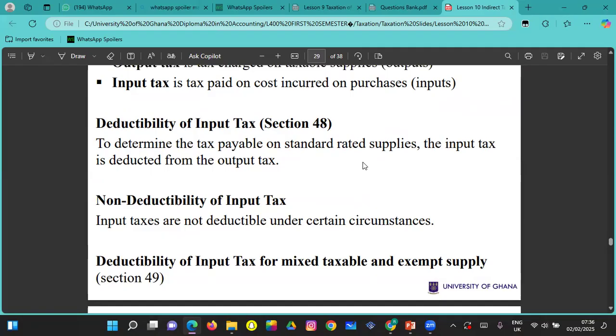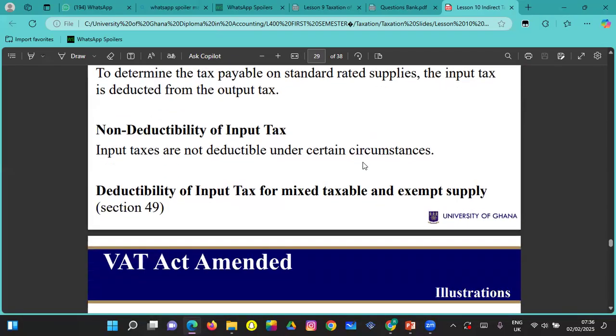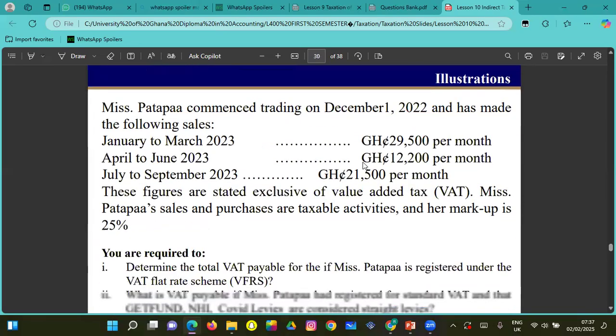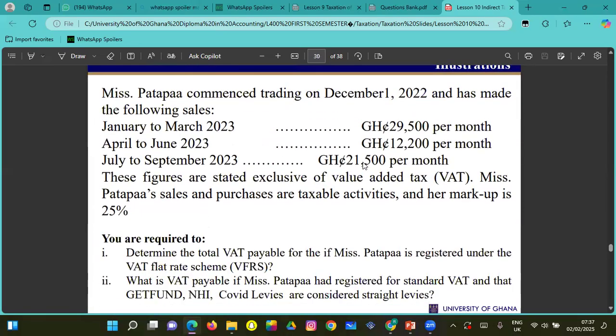The non-deductibility of input tax. Input taxes are not deductible under certain circumstances. So, deductibility of input tax for mixed taxable and exempt supply. Now let's look at this example.